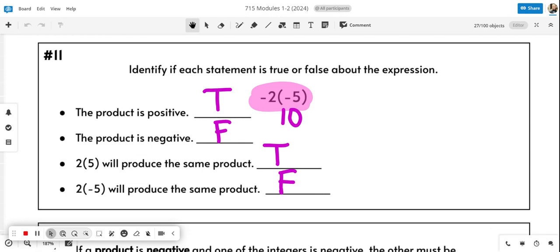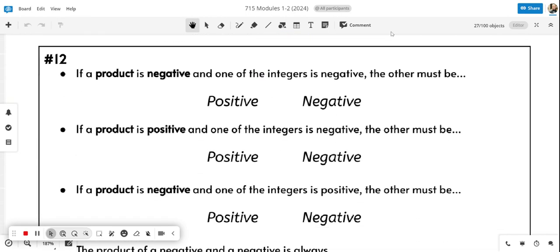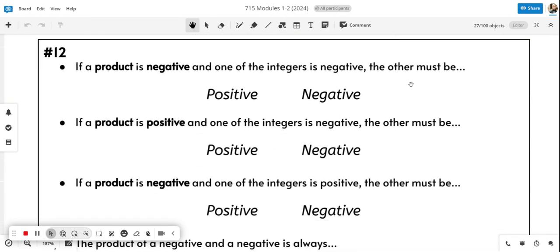All right, last part right here, taking a look at number 12. So got to read these carefully. If the product of a negative and one of the integers is negative, then the other must be, okay, let's stop and break this down. We're saying the product is negative, so the answer is negative. So that means a negative times what would be a negative? Well, the signs have to be different in order for it to be negative. So that means if one of the integers is negative, the other one must be positive. You have to have different signs.